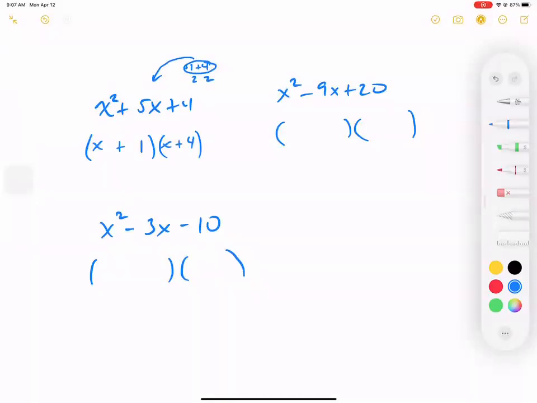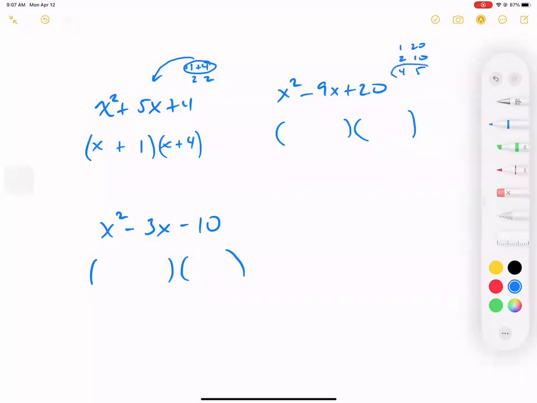Look at the next one. Numbers that multiply to become 20. You're probably thinking 4 and 5. Naturally, you're thinking 4 and 5. Maybe some of you guys are thinking 2 and 10, right? So I'm going to write them out so you guys can see them. 1, 20, 2, 10, and 4, 5. Now, which of these multiply to become 20 but add up to become 9?